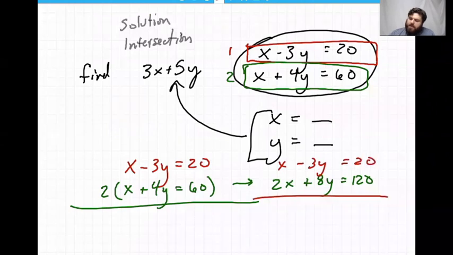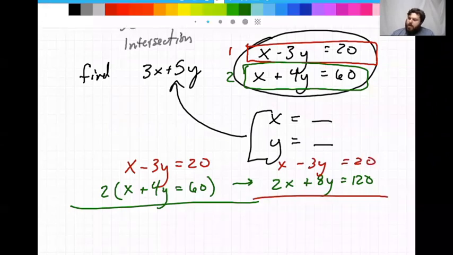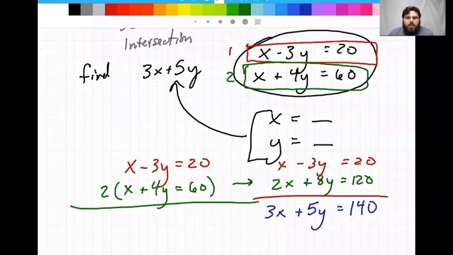What happens when I add these two together? I get 3x plus 5y equals 140. There's my answer right there. 3x plus 5y is 140. So it saves you that time. So look out for this.